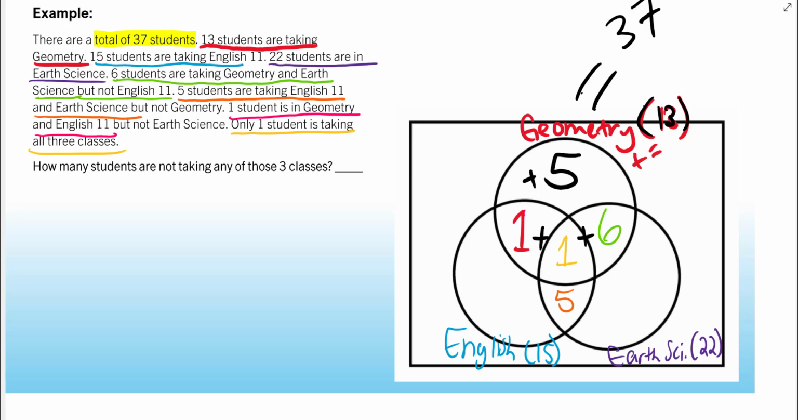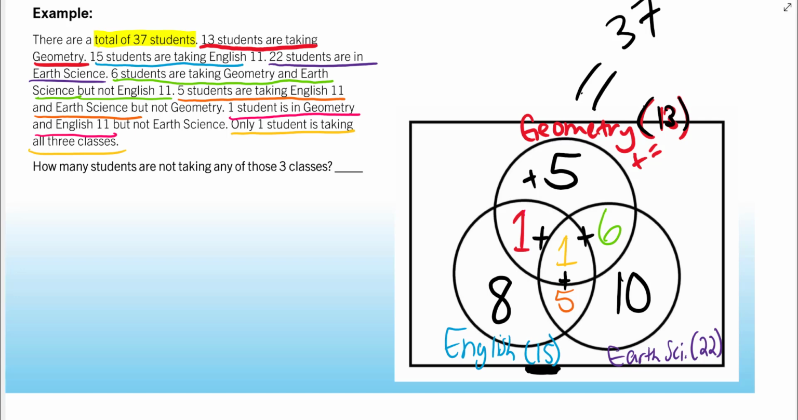All right, now we can do English. Ahora podemos hacer inglés. It's 15 total, so 15 en total. Right now we have 5 plus 1 is 7. How many more to get to 15? Would be 8. Next, we have earth science needs to add to 22. So 6 plus 1 plus 5 is 12. So that means that we have 10 here.